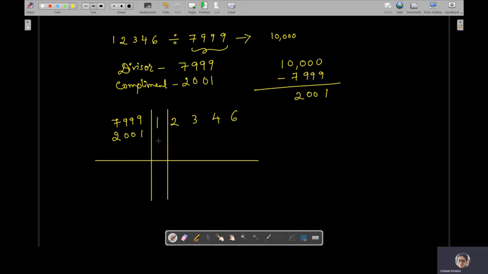So I know that I'll be taking this 1 as it is. Now if I multiply 1 with 2001, it gives me again 2001. And let us add, this would be 7, 4, 3, 4. Now this 4374 is smaller than 7,999. Hence, this is my quotient and this is my remainder. Isn't it so simple? Isn't it?